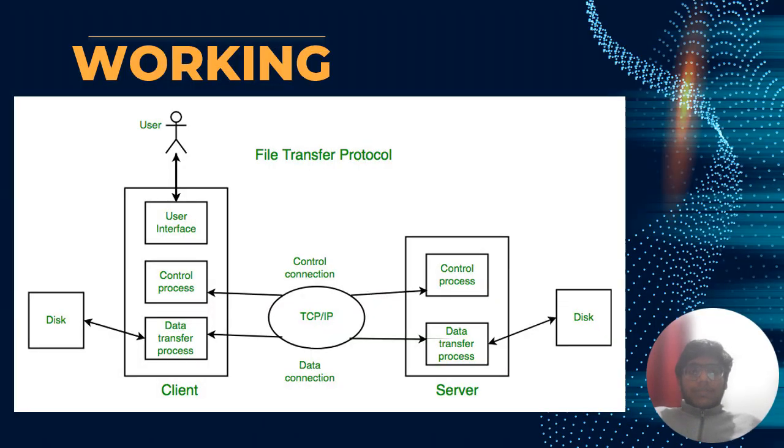As you can see in the diagram, this is the working of an FTP program. The data comes from a disk and goes to a client, where the user's interface sends it to the client, and then the client sends the data to the server through a control connection over TCP/IP, which connects to the control process and the data transfer process between the server and its disk.